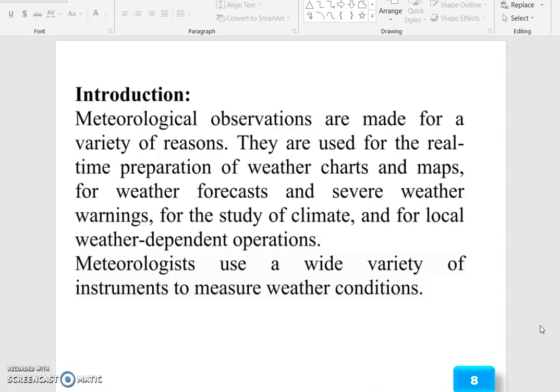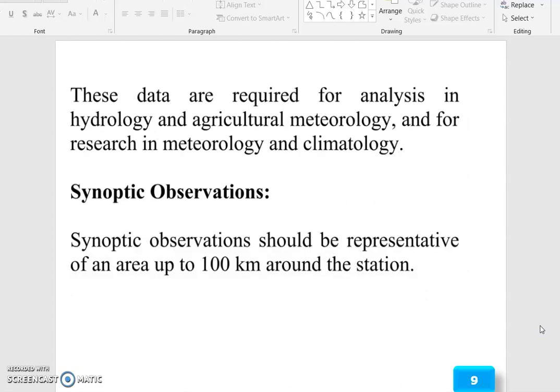Introduction. Meteorological observations are made for a variety of reasons. They are used for the real-time preparation of weather charts and maps, for weather forecasts and severe weather warnings, for the study of climate and for local weather dependent operations. So meteorologists use a wide variety of instruments to measure weather conditions. These data are required for analysis in hydrology and agricultural meteorology and for research in meteorology and climatology.